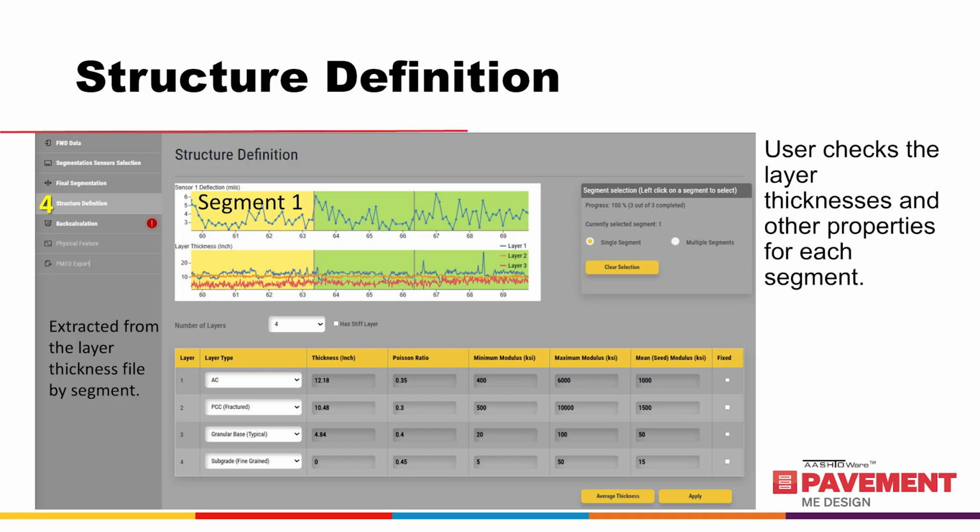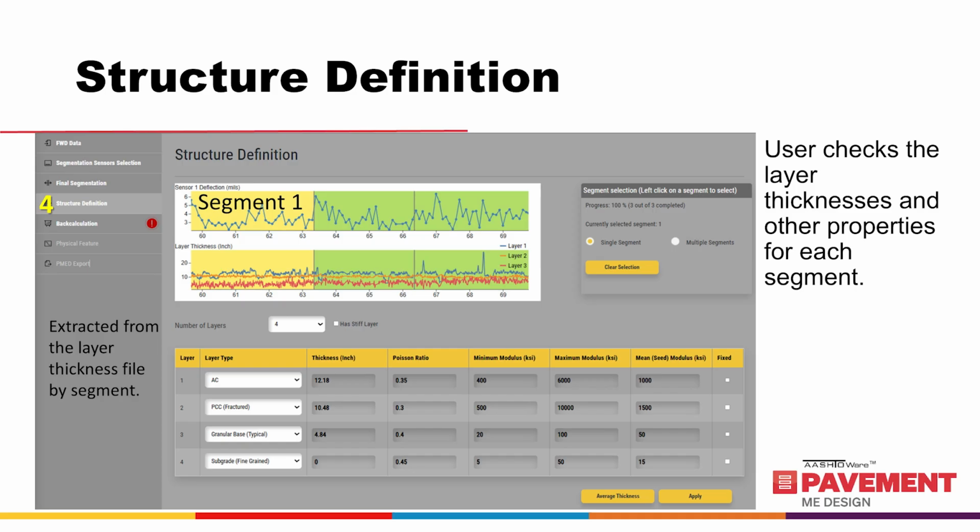Relative to the fixed button, the user can always check that button, and the modulus of that layer will be fixed, and the mean or seed modulus value will be used in the back calculation process for the other layers. The fixed button is normally used or checked for any thin layer that is defined in the structure. After entering all properties for each layer, the user then clicks on the Apply button to accept the information entered on the screen for that segment. The user then repeats this process for each segment defined in Step 3, Final Segmentation.